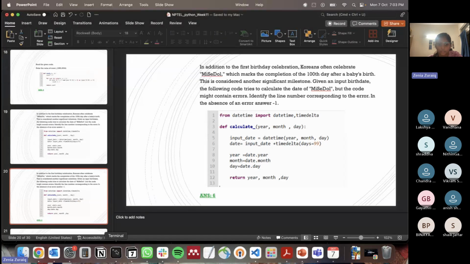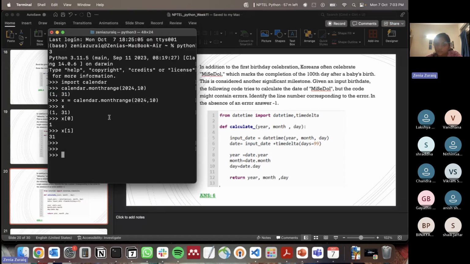I already imported calendar. So import. I think you can tell, right? Delta time means it is going forward by some number of days. Let's just check if that is correct. Okay, so let's give 2024 10 7.